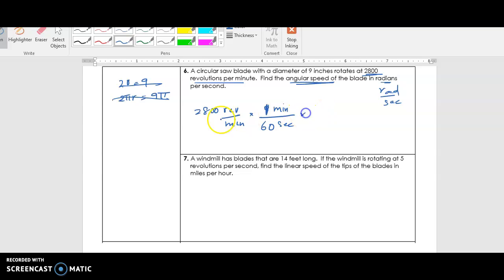And now minutes will cancel off, but we have to take care of the revolutions because we want radians per second. So revolutions must be in the denominator. One revolution is 2 pi radians. That's it. One revolution is 2 pi radians. So this revolution will cancel off. So your final answer would be 2800 times 2 pi divided by 60. So let's do that.